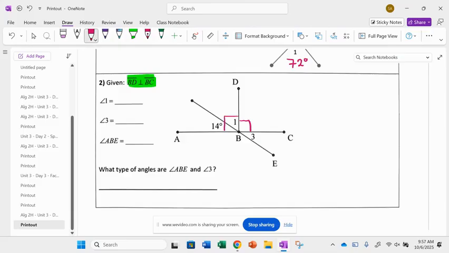We want to find angle 1. Well, aren't angle 1 and 14 complementary angles, meaning they add up to 90? So to find angle 1, I'm going to do 90 minus 14. So borrow, that becomes 10. That becomes 8. 10 minus 4 is 6. 8 minus 1 is 7. So angle 1 is 76 degrees.